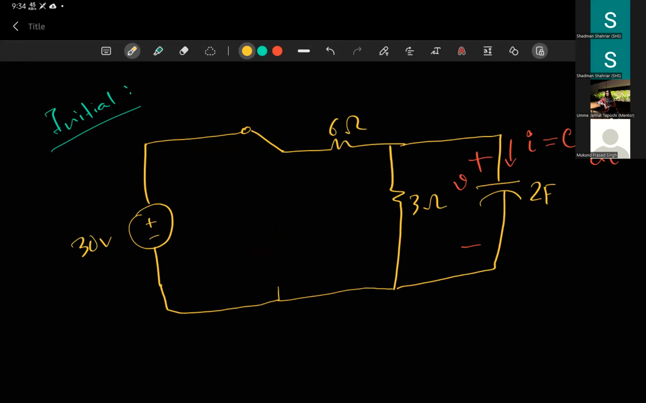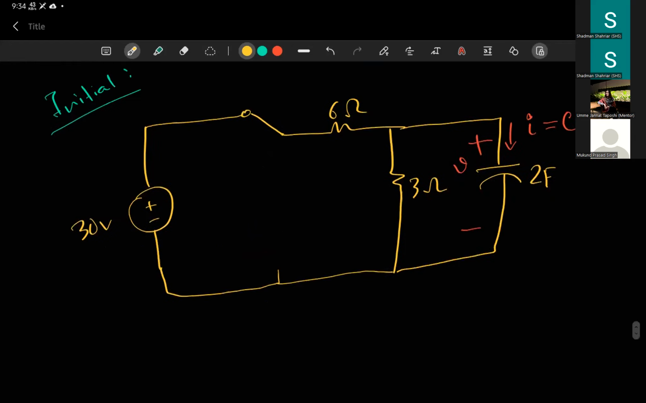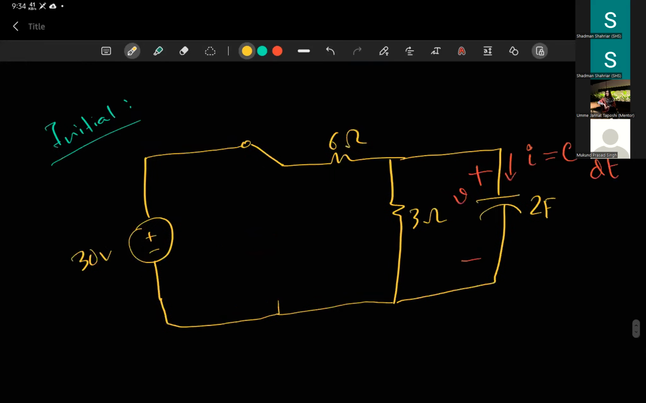Well, you have to find VOC, right? You have to find VOC, and to do that, remember the load, your load is this capacitor. Okay, so this is your capacitor, this is your load, and you need to find VOC here.